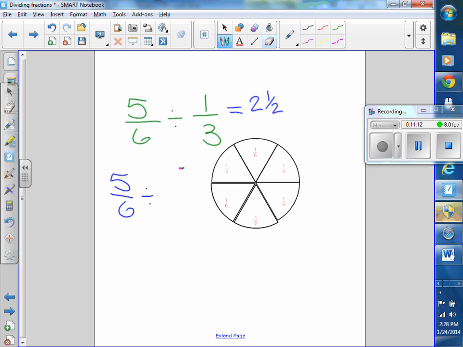This one's harder. Is that the same problem? Yeah. What's the answer to 5/6 divided by 1/3? Does anybody see where that comes from this? We'll come back to that one. Do you, Elora? Yeah.